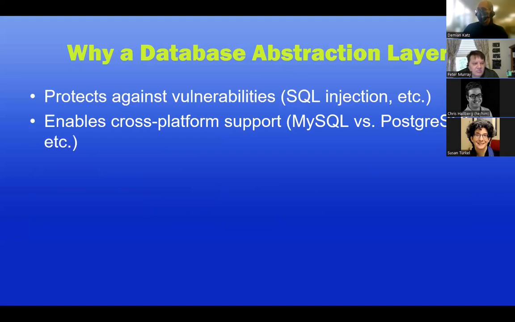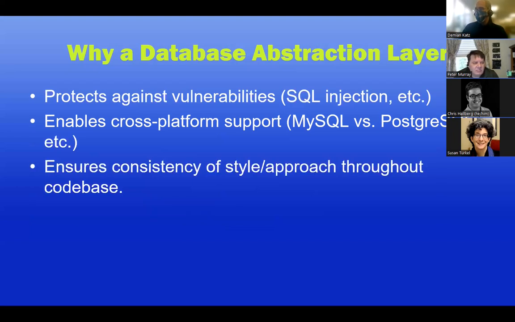Abstraction layers also make cross-platform support a lot easier. So by using abstraction, VuFind is able to support MySQL or Postgres using the same code. That would be harder to do without an extra layer in there. And it also ensures some consistency of style or approach throughout the code base, because there are many ways to interact with databases. But if we pick one particular way, then code in one place is more likely to look like code in another place, which makes everything easier to maintain.